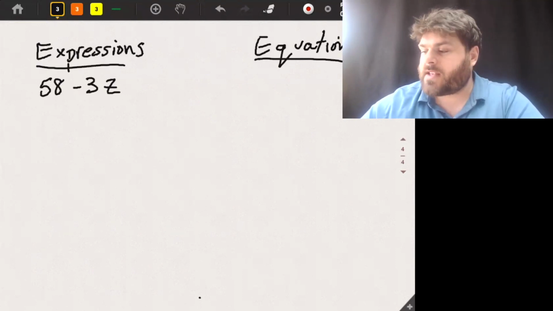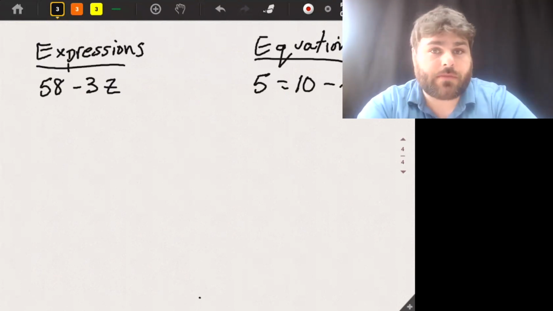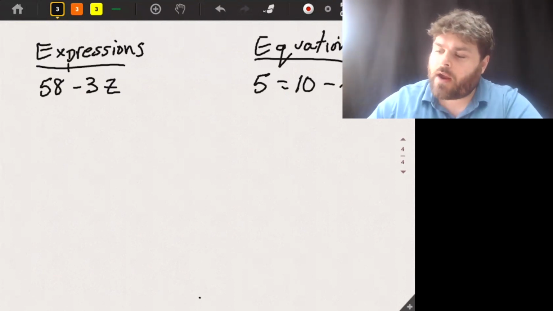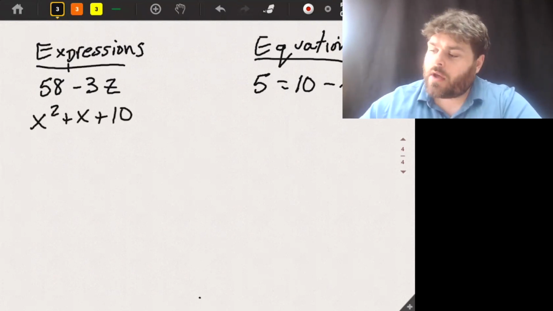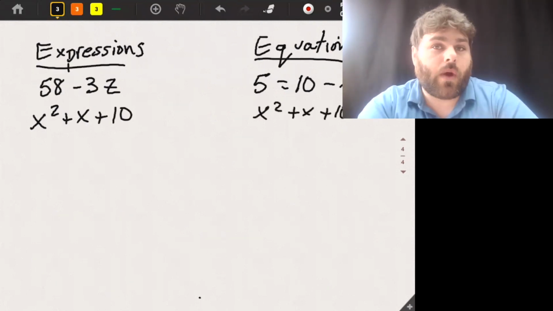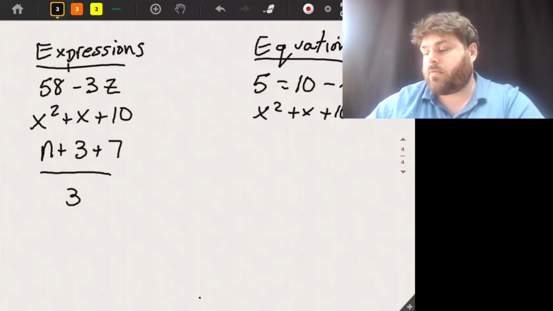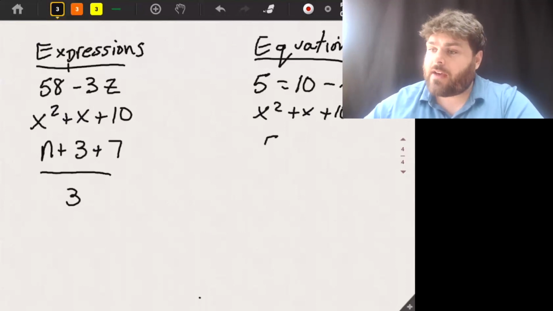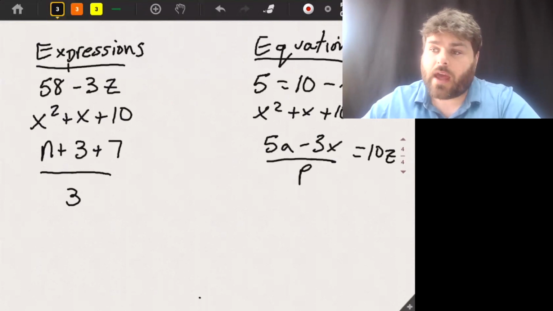On the other hand, an equation might say something like 5 equals 10 minus x. Okay, that's two expressions set equal to each other. All right, x squared plus x plus 10, that would be another expression. x squared plus x plus 10 equals 0, that would be an equation. One more example here, n plus 3 plus 7 divided by 3, that would be an expression. Over here, 5a minus 3x divided by p is equal to 10z. That would be an equation, okay?